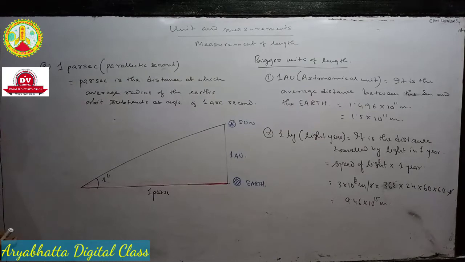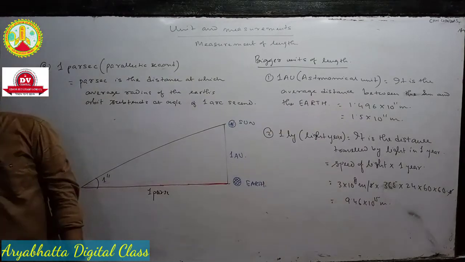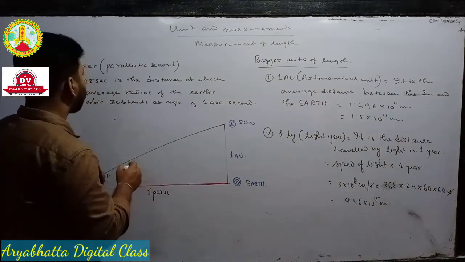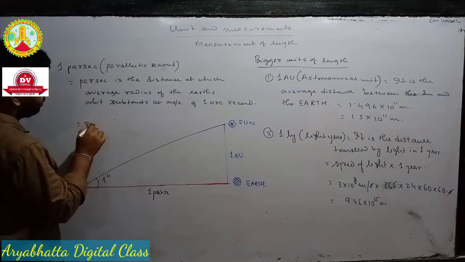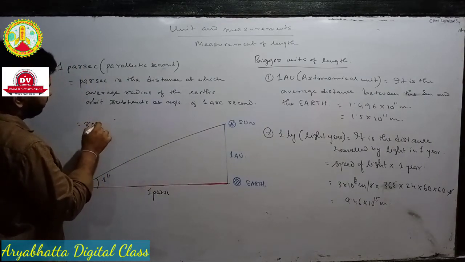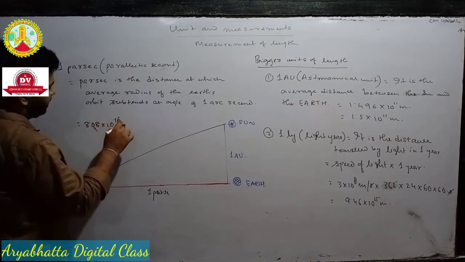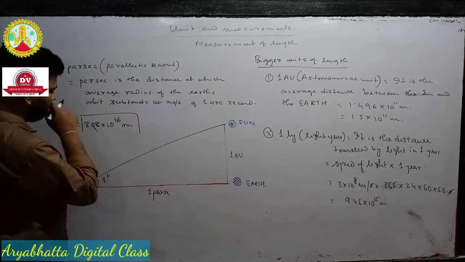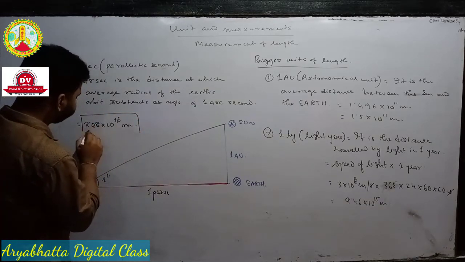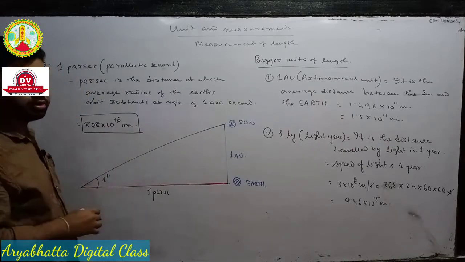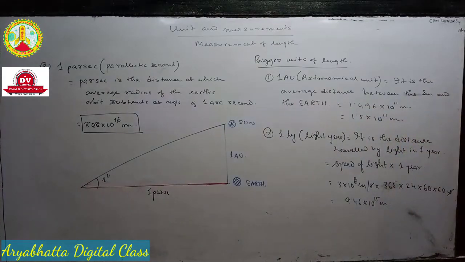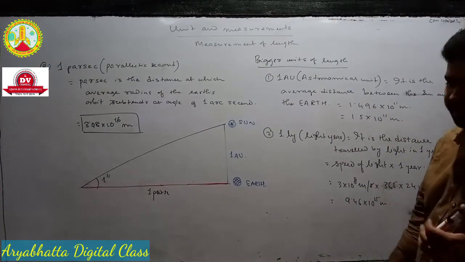So it's a very huge unit of length, and 1 parsec is equal to 3.08 into 10 to the power 16 meter. This is the value of 1 parsec. So we have discussed some smaller units of length, some bigger units of length, and some angles also.